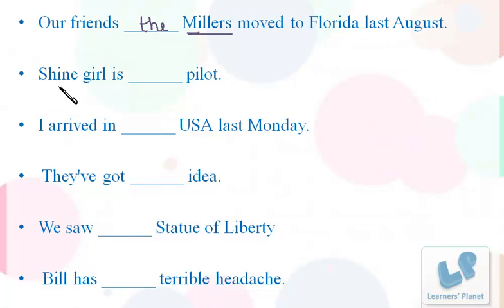The next one is, Shine is dash pilot. Now friends, in the indefinite article session, we talked about how a and an, the indefinite articles, are used for telling someone's profession. So over here, Shine is dash pilot. Pilot begins with a consonant. That's why we will use a over here. So Shine is a pilot.